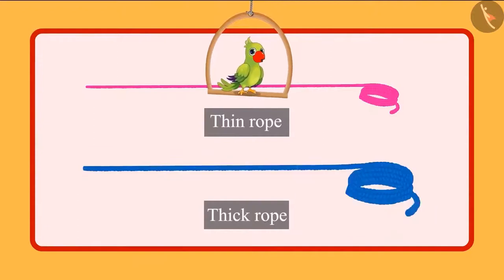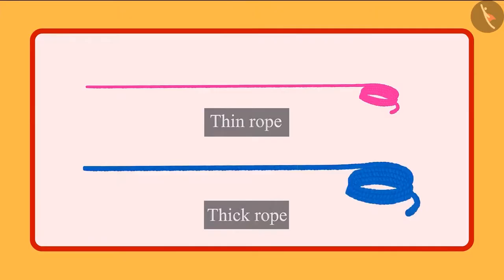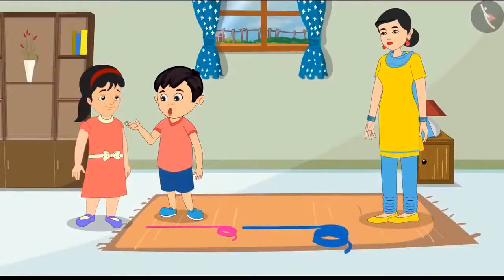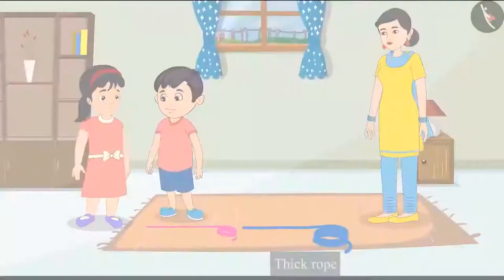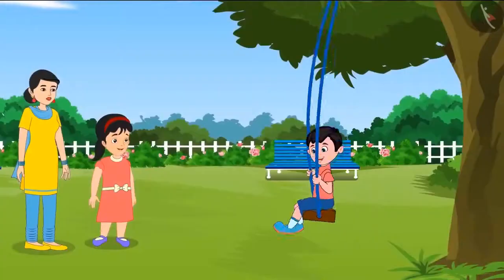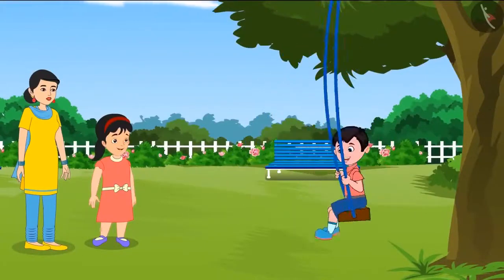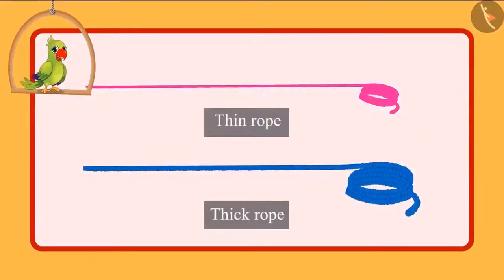Children, do you think this rope is thicker than the previous rope? Pinky, we will make the swing with this rope because this rope is thicker than this rope. Well done, children. You were right. Come on. Let me help you to hang this swing. After hanging the swing, Chotu and Pinky swung a lot and had fun. So children, you saw Chotu and Pinky chose the thick rope instead of the thin rope to hang a swing.